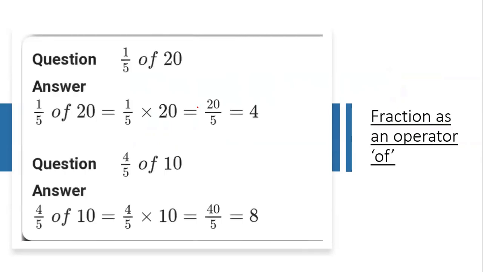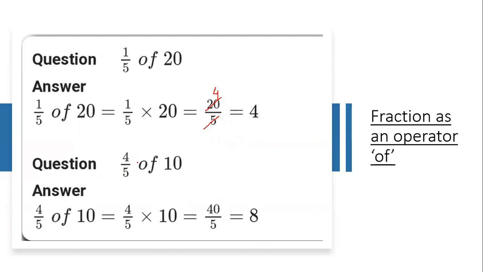Let us try some examples. 1 by 5 of 20. 1 by 5 of 20 means 1 by 5 into 20. That is 20 by 5. So after simplifying, we will get 5 4s are 20. So 20 by 5, after simplifying, we will get the answer 4.